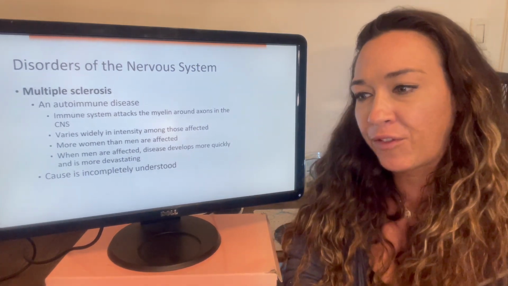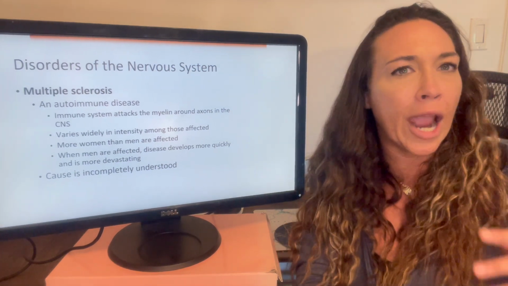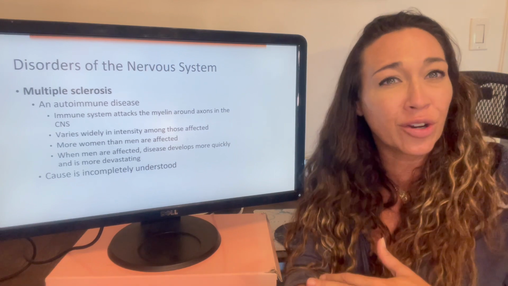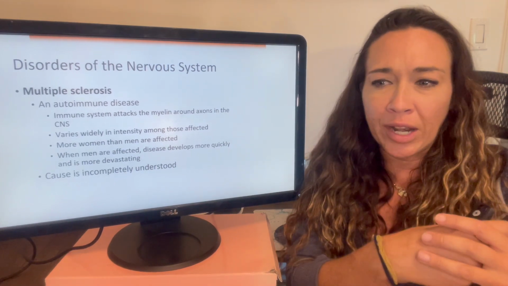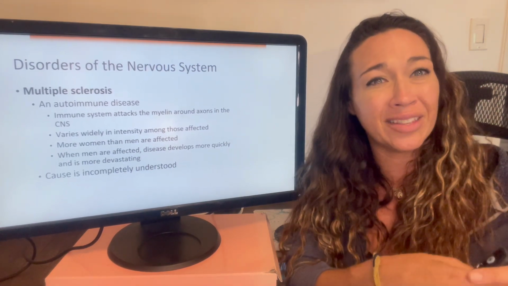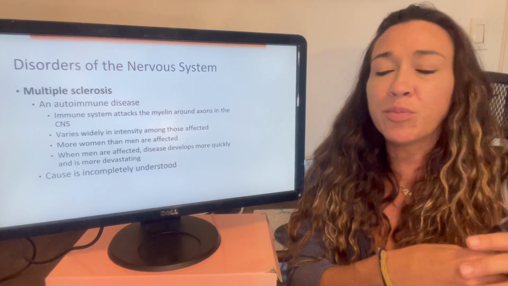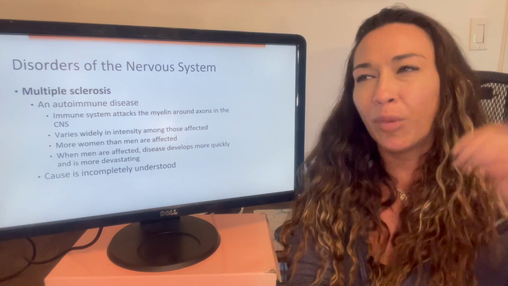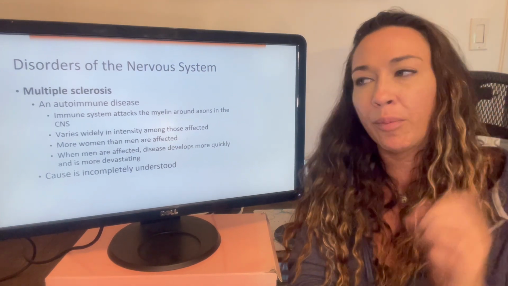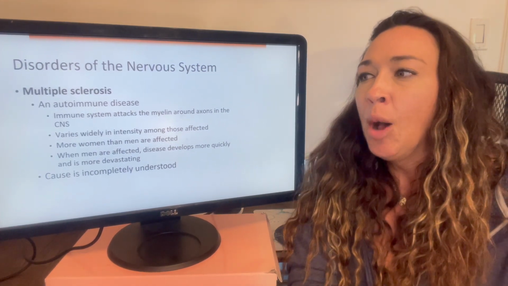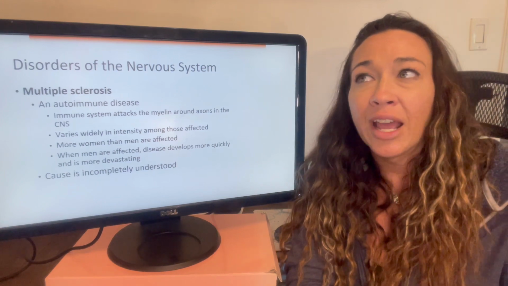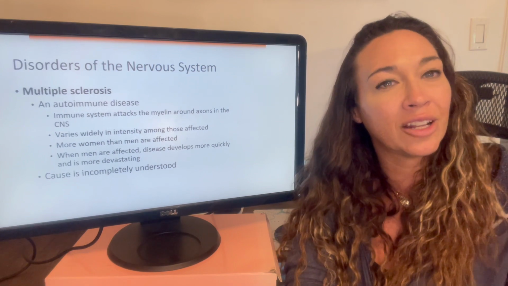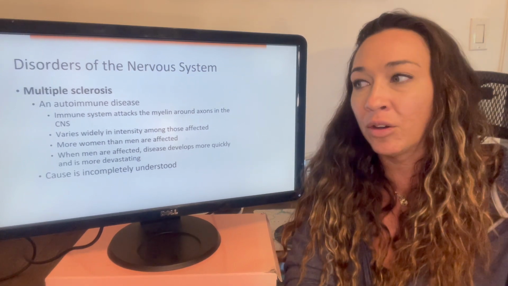So it does affect a really wide range. You can have a more mild case, you can have a more severe case. It really depends on how much of your myelin sheath is destroyed. It does affect more women than men, which is one of the few. I feel like a lot of diseases are centered around men specifically. But when it is men, which is less common, it is a little bit more disastrous and a little bit more devastating. It is more severe and quick.